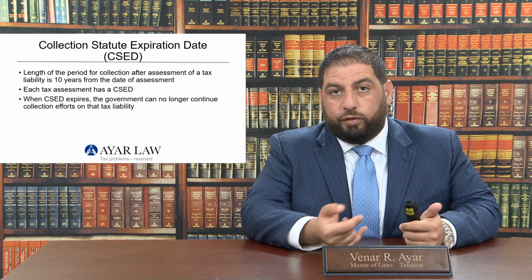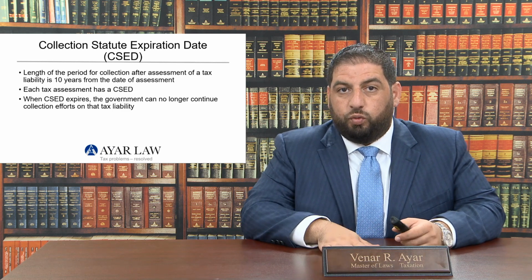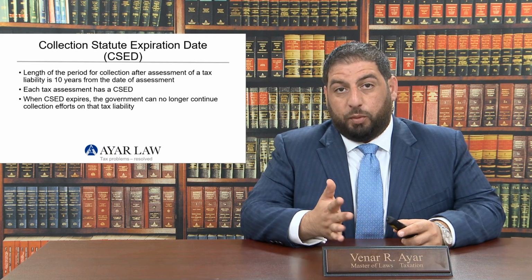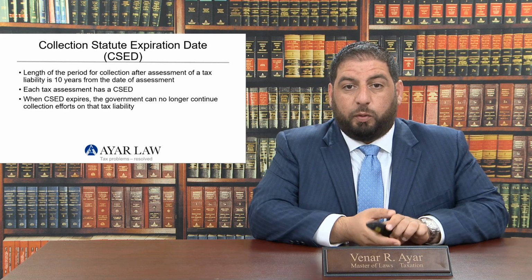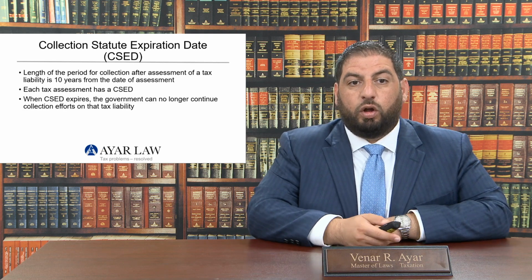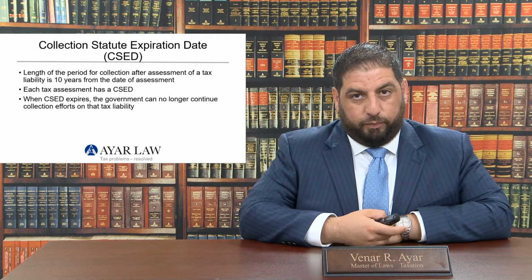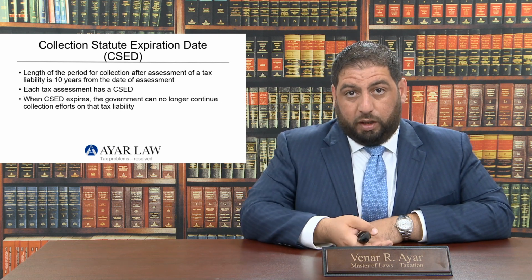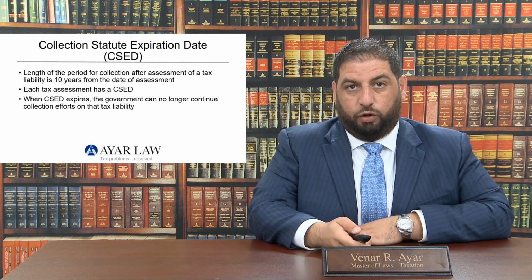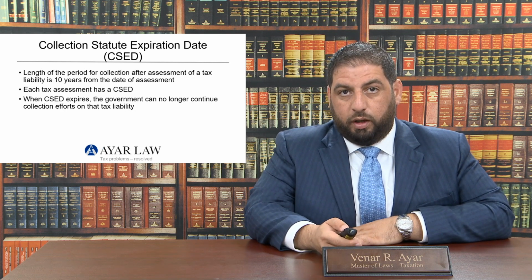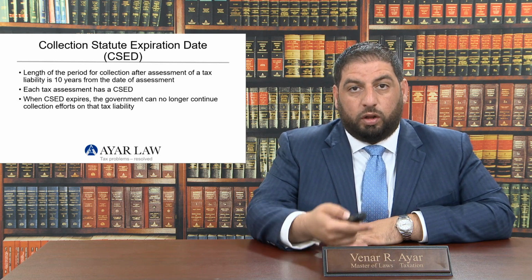Now there's a lot of different things that can extend the 10 years, so that's a very general rule when I say 10 years. But every tax assessment has a CSED, and when the CSED expires, then the government can no longer continue any collection efforts. They will forgive the debt. If you absolutely insist on paying, they will remind you that your payments are purely voluntary and you don't have to pay. And if you still pay, joke's on you. But once the CSED's expired, they can no longer collect.